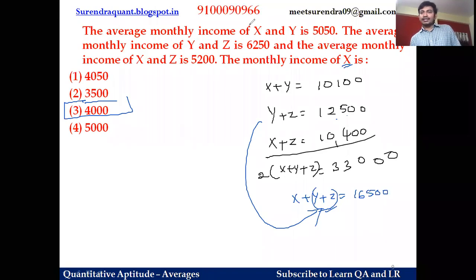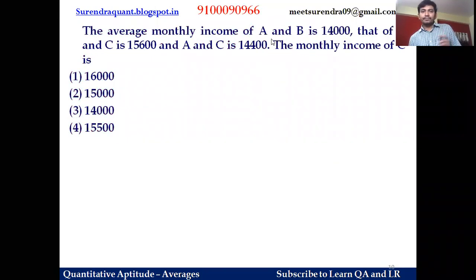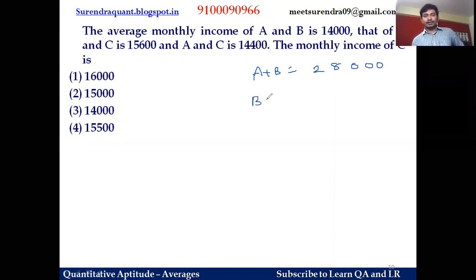Okay, next question. Do one more such identical question so that you'll get a very good grip. So what is the question? Average of A and B is 14,000. What is the sum of A and B then? This is 28,000, right? And that of B and C is 15,600. So 15,000 twos are 30,000, 600 twos are 1,200. This is 31,200.